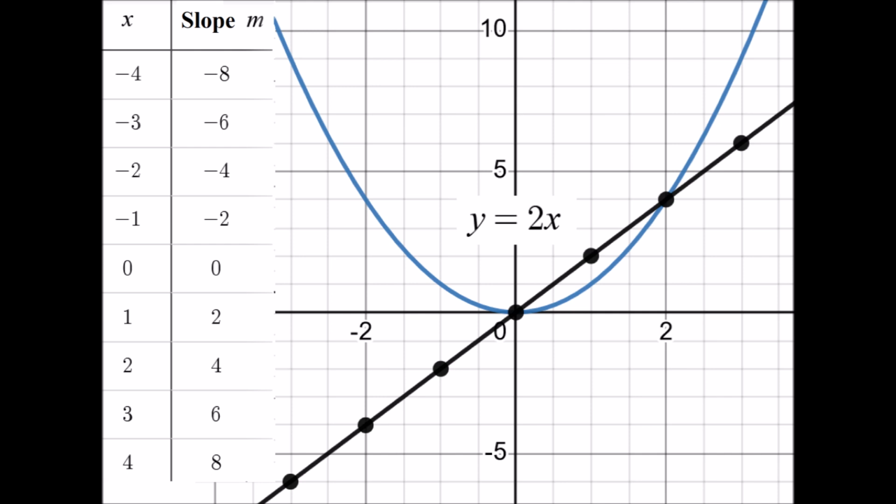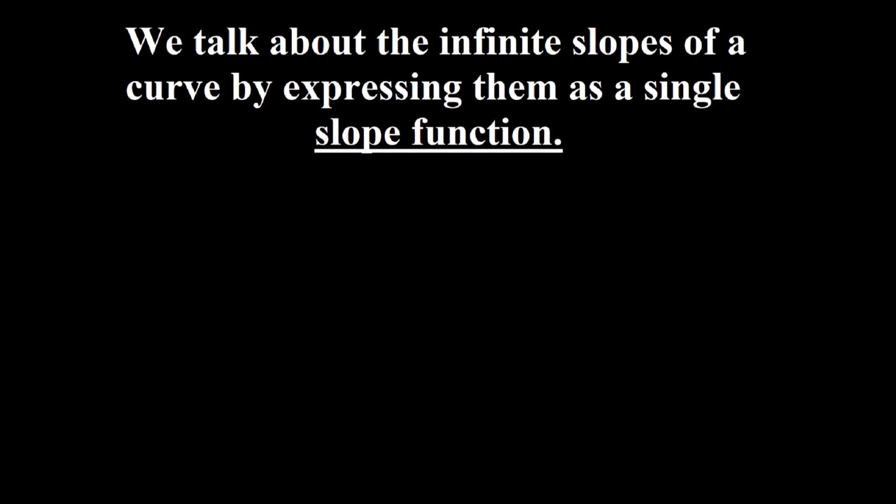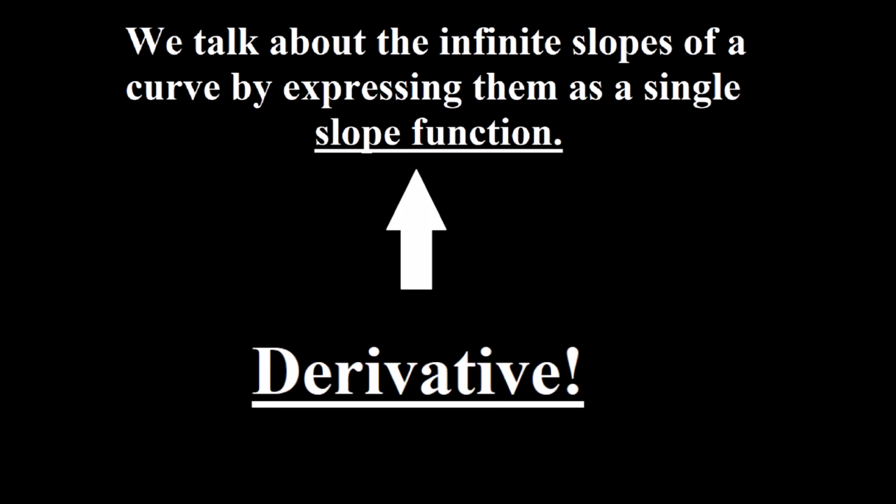This assumption is correct. The equation y equals 2x produces y values that are actually equal to the slopes of x squared. This means we can finally take down our second challenge. We can summarize the concept of infinite slopes by expressing the slope as a function. Slope functions are so important that they have their own special title, derivatives. Every equation you can think of has a derivative equation that can find the slopes at various points for the original equation.